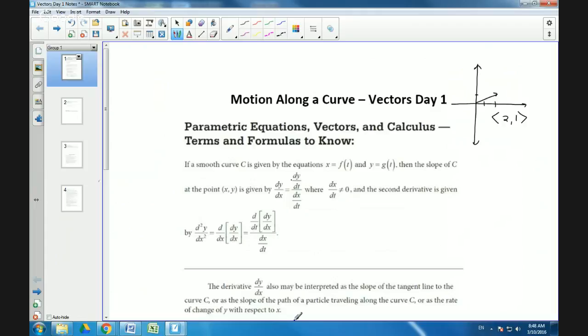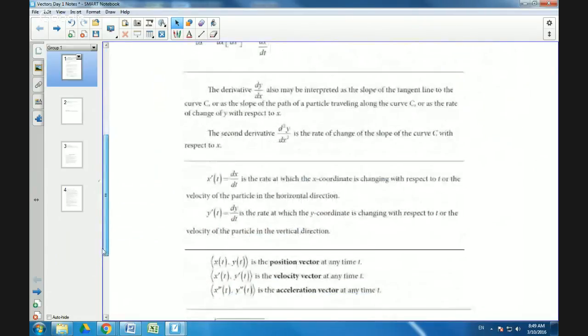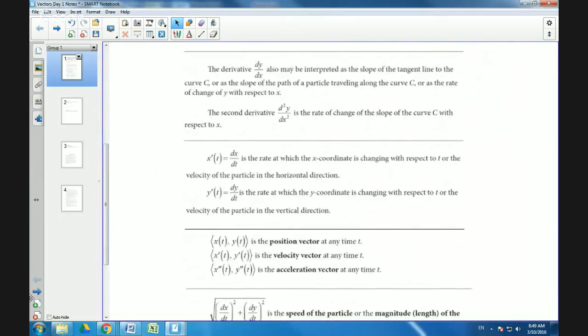Okay. Remember your position. How do we get velocity? Derivative. And how do we get acceleration? Second derivative. The same relationships hold. And this is basically what I just said. x prime of t, the derivative, is the x rate, or the x velocity. The y derivative is the y rate. That's right there on your paper.